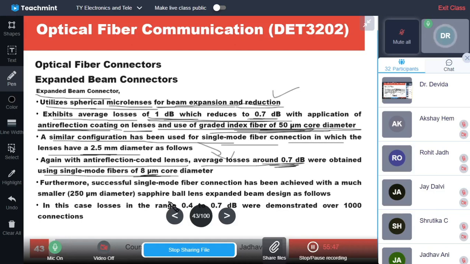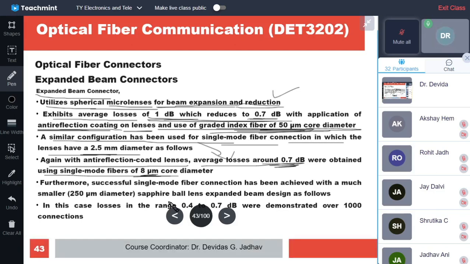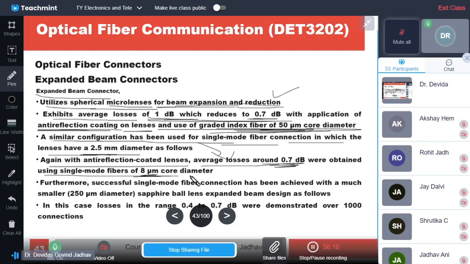So 8 micrometer diameter is very small for single mode fibers. It is very difficult in case of mechanical joints, fusion splicing, mechanical splicing and connectors and all that. It is difficult to maintain the joint between such small diameter fibers, but it becomes very advantageous that the expanded beam connector can have that joint with very little loss. Okay, 0.7 dB loss. So this is 8 micrometer because it is single mode fiber.